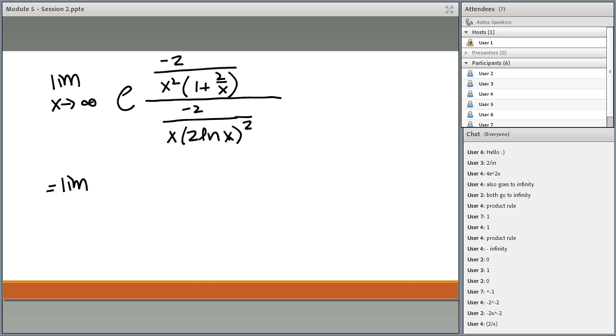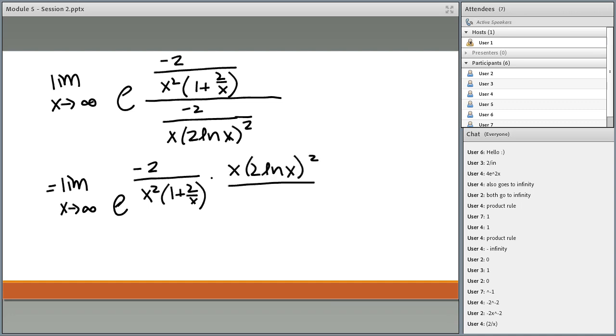So I have the limit as x approaches infinity, e to the negative 2 over x squared times 1 plus 2 over x times x times 2 natural log x squared over negative 2. And there's quite a few different ways that you could simplify this. It's just a matter of preference. So if you would prefer, you could have canceled these negative 2's. Like I said, there's a bunch of different ways.